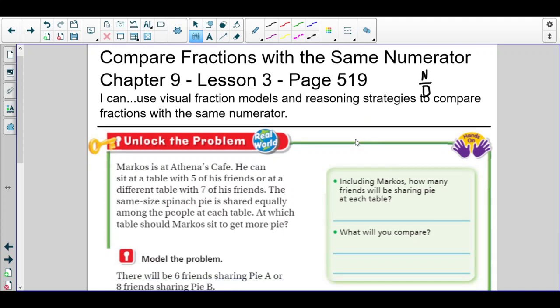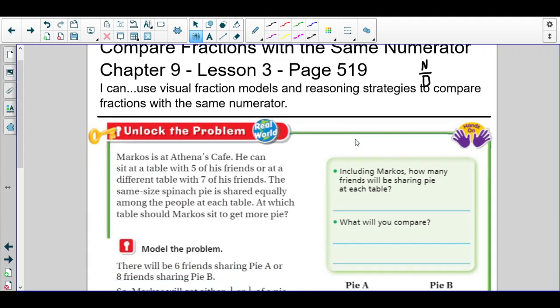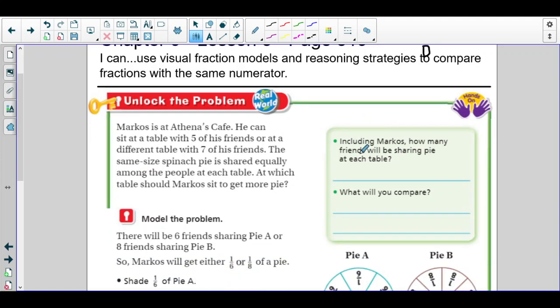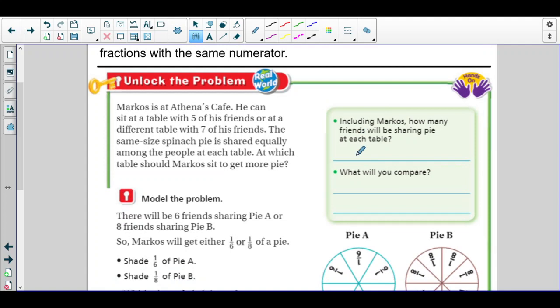All right, sounds complicated. It is at first. I'm not going to lie to you. And then we discover some things along the way that will make it pretty easy. So let's get started.